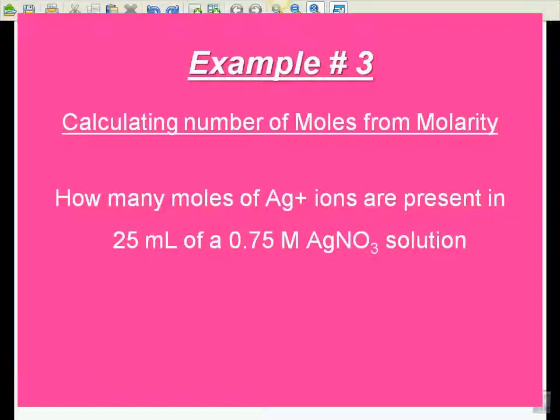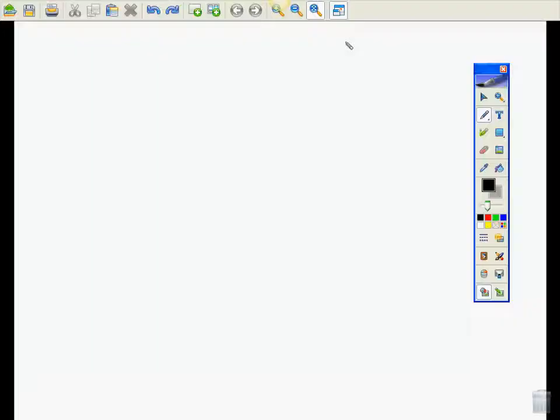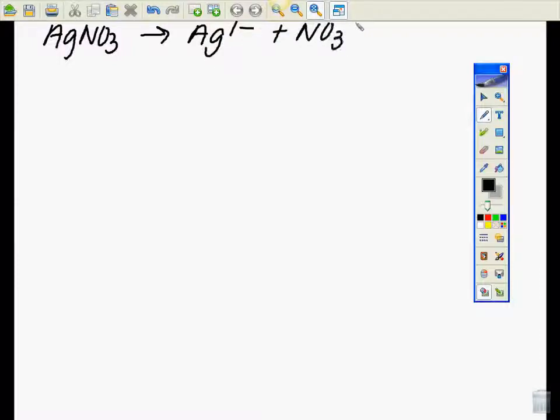Alright, we're going to do example 3. Example 3 is: calculate the number of silver ions given this silver nitrate solution. We're going to start out with dissociating silver nitrate, so we have AgNO3, and that breaks down into silver ions and nitrate ions just like that. Notice that it's already balanced. We don't need to put any coefficients in front of the silver ions or the nitrate ions.